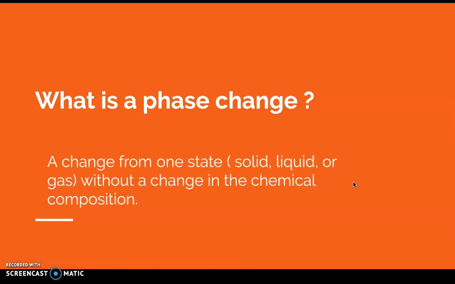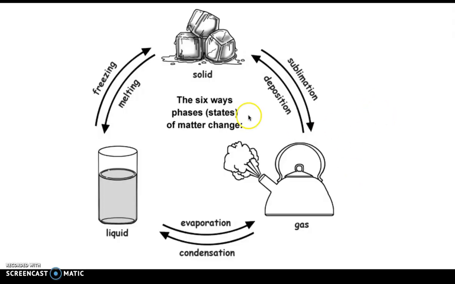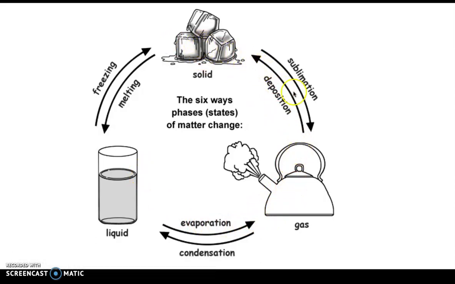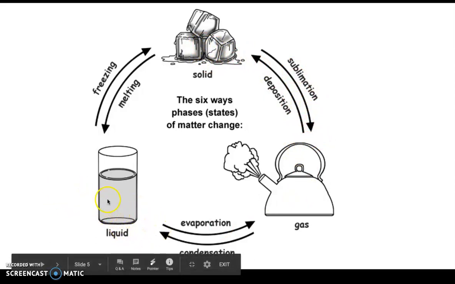A phase change is from one state to another, so going from a solid to a liquid, liquid to gas, gas to solid, etc., without a change in the chemical composition. Going from a solid to a liquid is melting. Liquid to a gas is evaporation. A gas to a solid is called deposition. Going from a solid to a gas is sublimation. Gas to a liquid is condensation. And liquid to a solid is freezing.